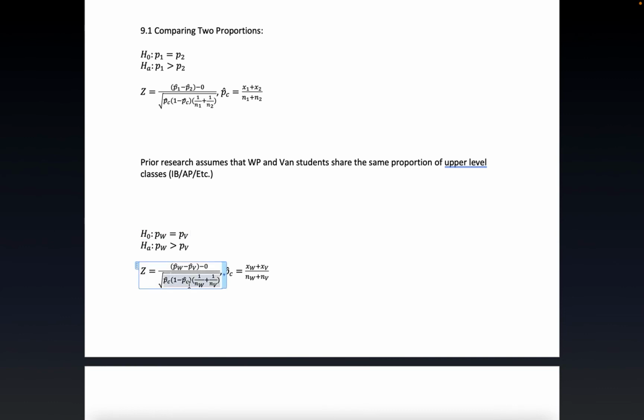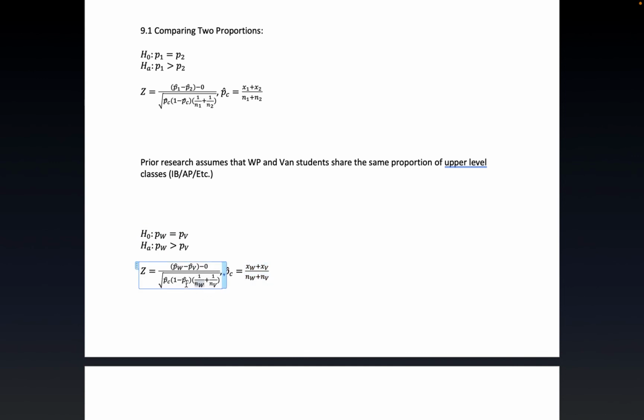Then, again, what we would do is we would take all the successes from Westport, all the successes from Vanguard, or in other words, how many are in upper level classes in our samples from Westport and Vanguard, and divide that by how many we sampled in total from Westport and Vanguard, because this is what we're going to assume the equality is between the two. This is our combined p hat of c. This is what we would expect to get if they're the same. Any difference we find is just noise.